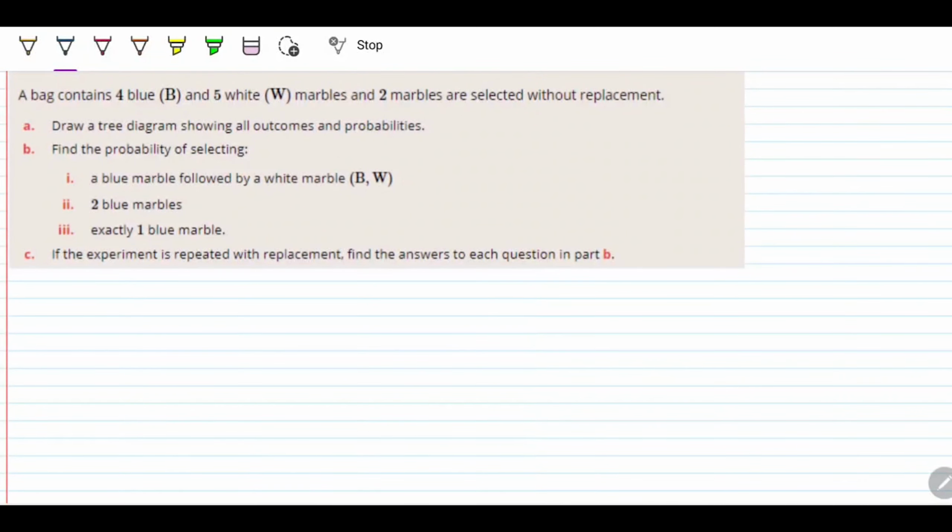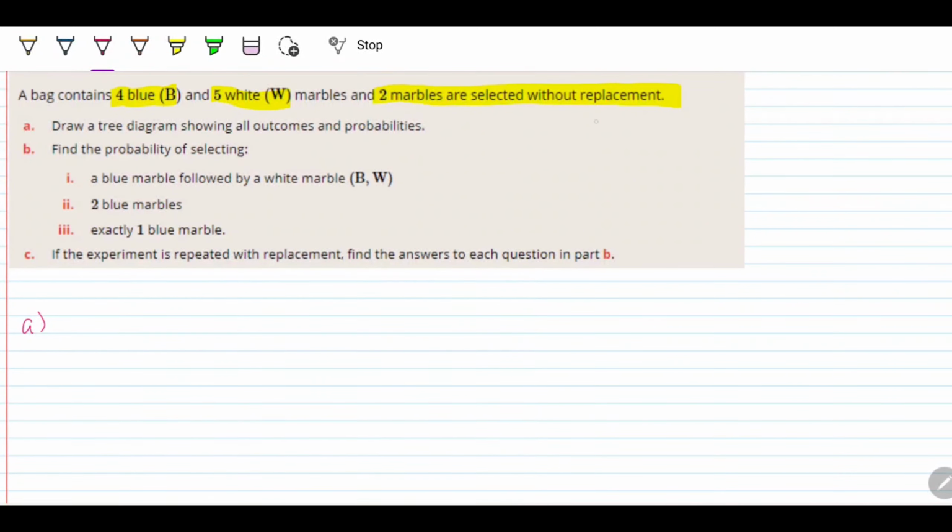A bag contains 4 blue, 5 white marbles, and 2 marbles are selected without replacement. So we've got 4 blue, 5 white, 2 are selected without replacement. Part A, draw a tree diagram showing all outcomes and possibilities. So the first step for this one is to ask yourself, how many marbles do we have in total?